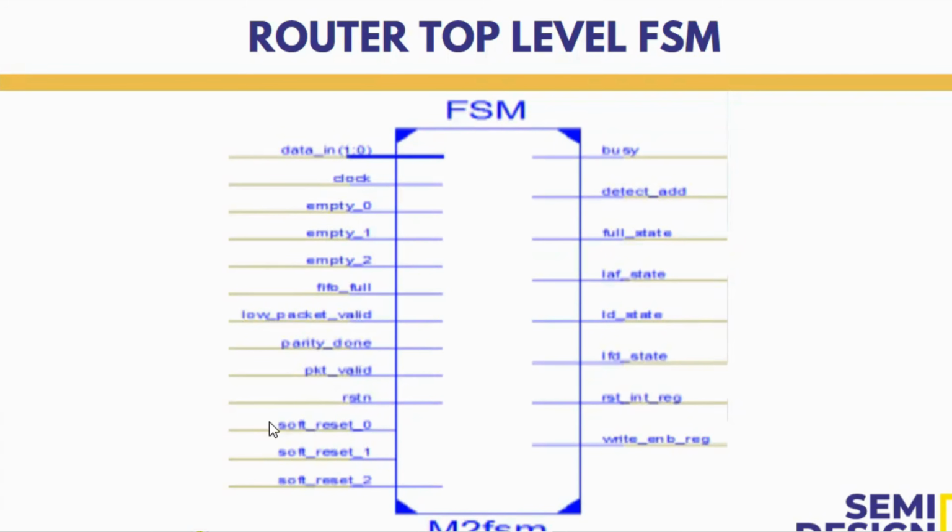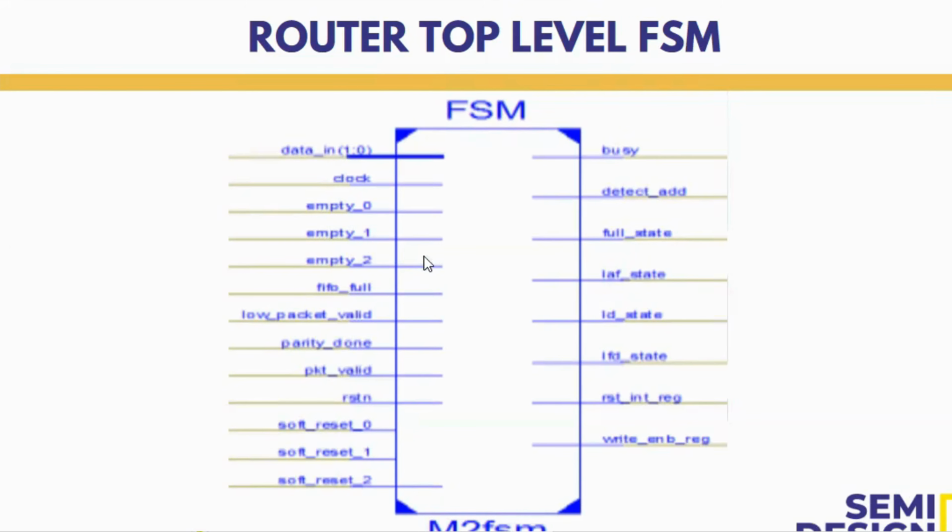Then the reset signal and the soft reset signals. And here this is the BC signal. If you can't proceed with the further process, if the router is not ready further, then it will say BC. Then the signal detect address: once it gets the data here, it will send the detect address for that particular FIFO. So then full state.